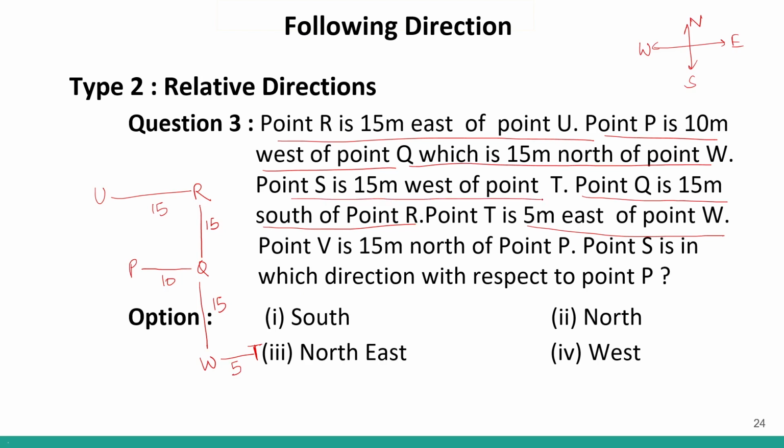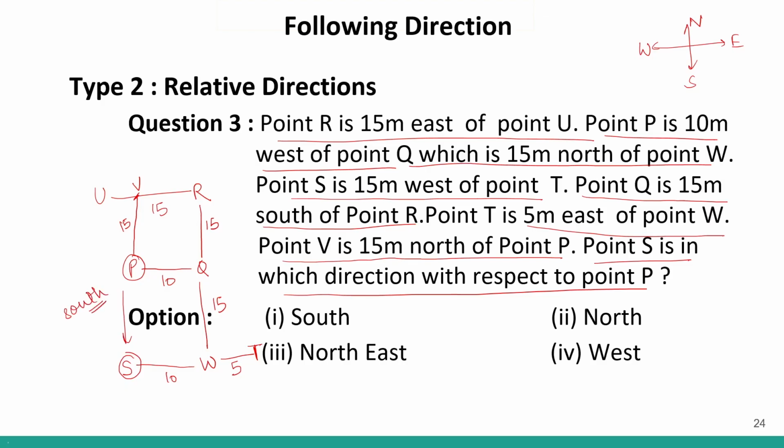Now, point S is 15 meter west of point T. If it is 15 meter west of point T, that means it will fall in the same line as P. Correct? Now, point V is 15 meter north of point P. So, point V will fall here, 15 meter north of point P. Now we have to find out point S is in which direction with respect to point P. It is towards the south. So our answer will be option number 1, south. This will be the correct answer.